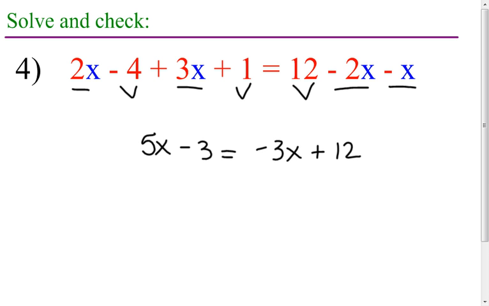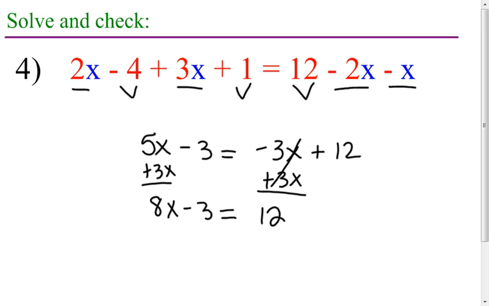Okay, and then I want to get x's on one side, everything else on the other. So I will add 3x, and I will have 8x minus 3 equals 12. I've got all my x's together now. Now I want to move my constants, so I'm going to add 3 to both sides. And I will have 8x equals 15.